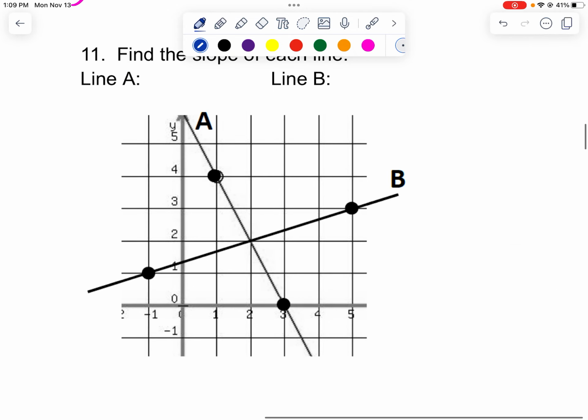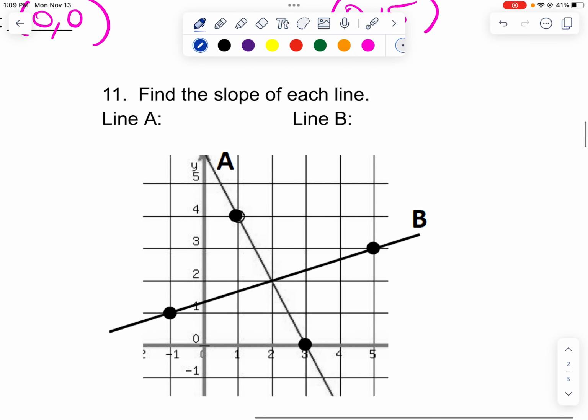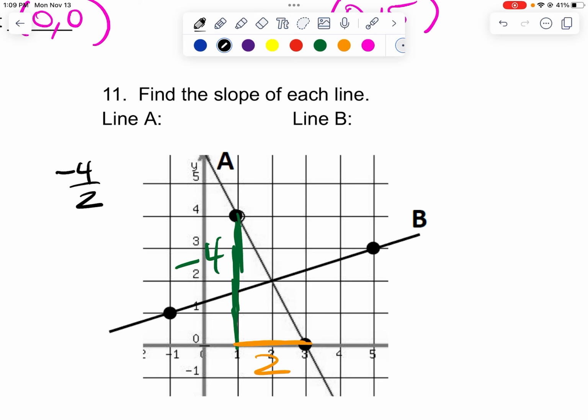This one, line A. Oh, we're just finding the slope on this one. So finding the slope. If I go down 4 here, I go across 2. So that's going to be negative 4 over 2, which is negative 2.